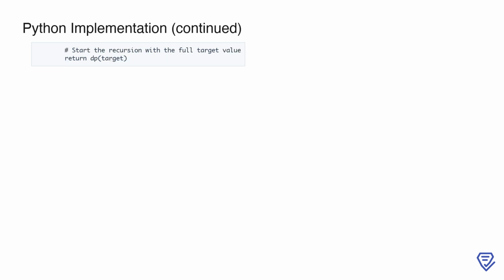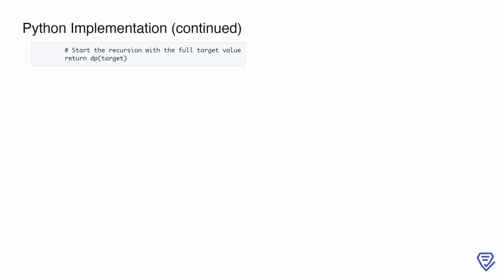At the end of the method, we initiate the recursion by calling the dp helper function with the full target value as its argument. This kicks off the process of breaking down the problem into smaller subproblems, leveraging memoization to optimize the computation. By the time the recursion completes, dp(target) will have computed the total number of unique combinations that sum up to the target using the numbers in nums.